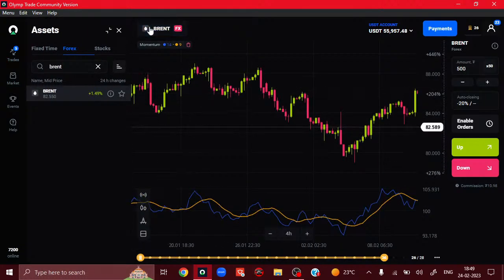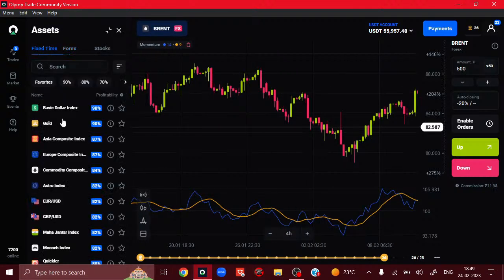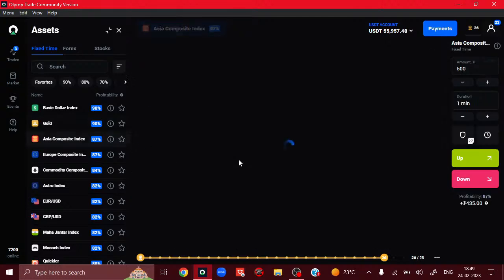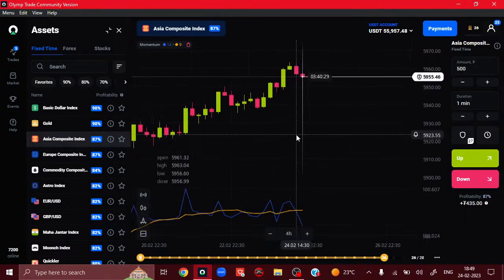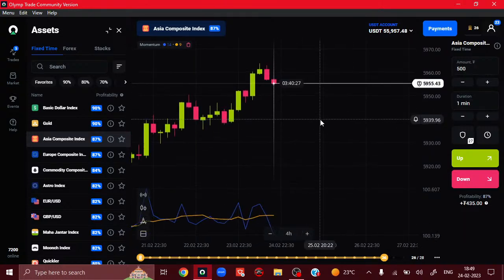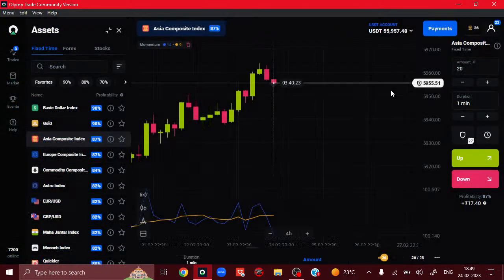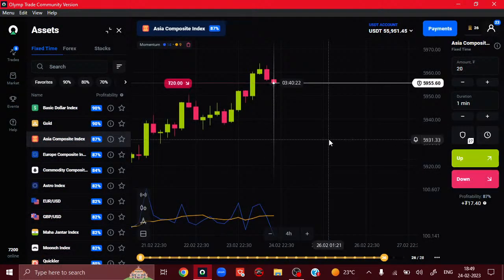Now let us again switch back to fixed time trading. Okay, so 2 trades we have made right now as of now in fixed time and we won both of them. Let us try to find another entry. Here also we have a downward direction entry. So again I'm switching back to the base amount $20 and entering into a downward trade.